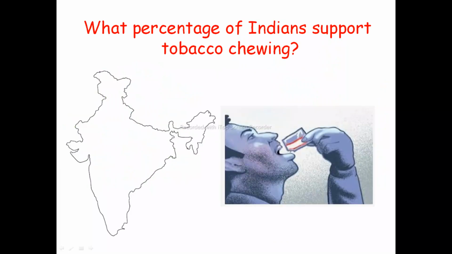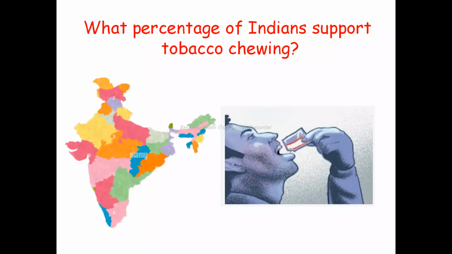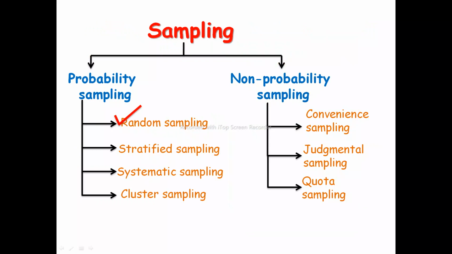Okay, so now, how will you apply this sampling technique to our investigational question, what percentage of Indians support tobacco chipping? Maybe we can divide the entire country into strata, where each state will represent a strata. We have 29 states, so we'll make 29 strata. And from each stratum, we'll randomly select people and they'll become our sample. Okay. So this was all about today's video regarding stratified sampling.